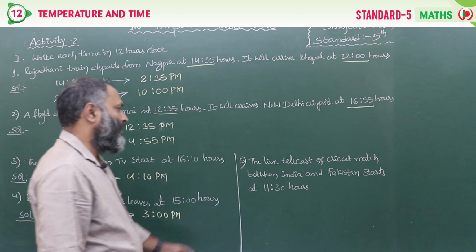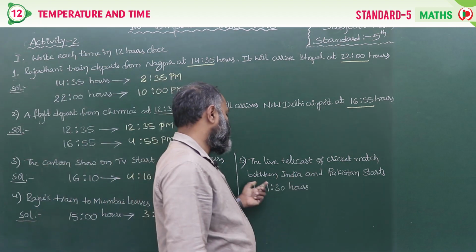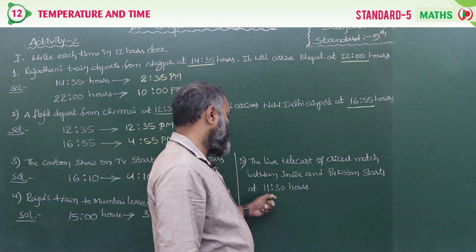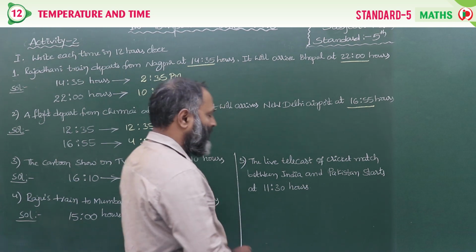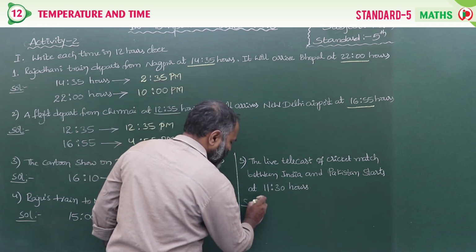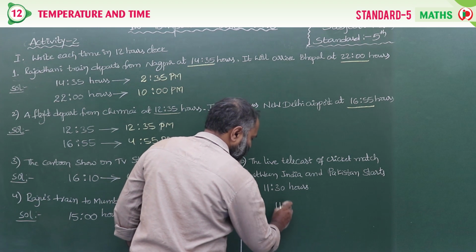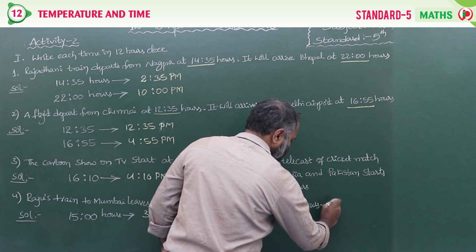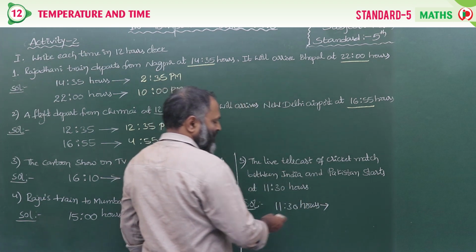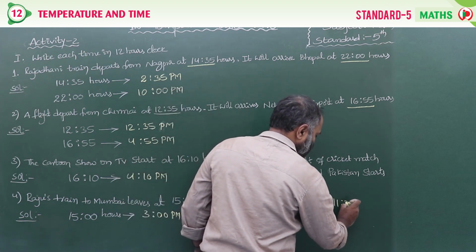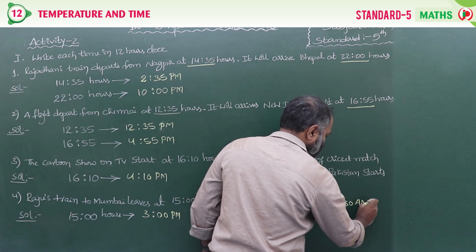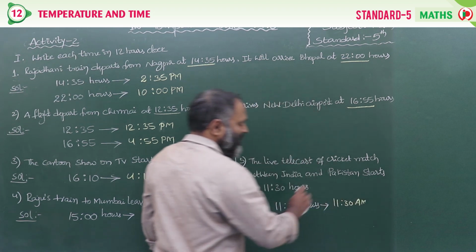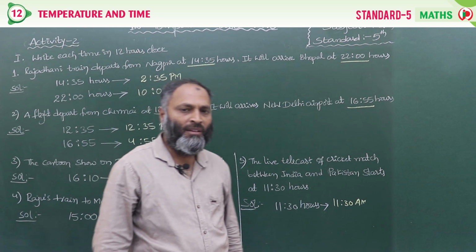Now the live telecast of the cricket match between India and Pakistan starts at 11:30 hours. 11:30 is less than 12. Less than 12 means we should take it as it is and write AM. For 12 or less than 12, write as it is and write AM. Okay.